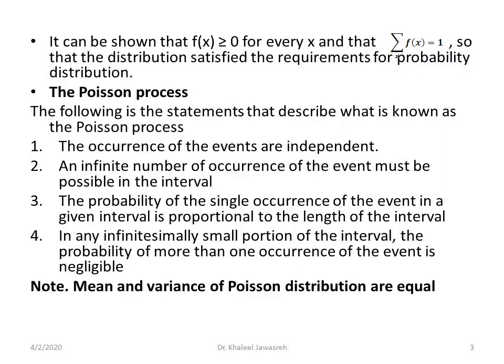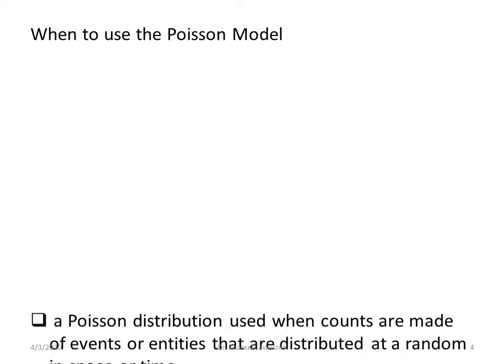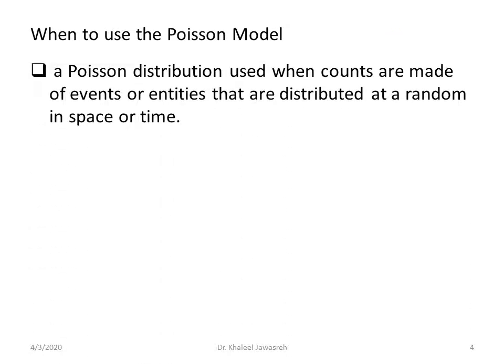We do need to differentiate between this Poisson distribution and the other distribution that was discussed earlier and will be discussed in the future. The mean and the variance of the Poisson distribution are equal. They are the same. When to use the Poisson model? When we are aiming to use it. In which cases can we use the Poisson distribution or model?